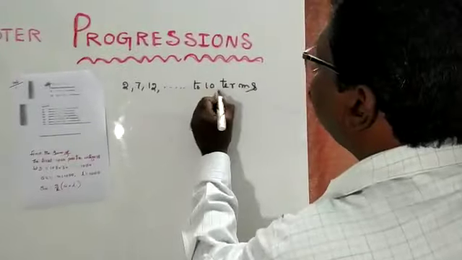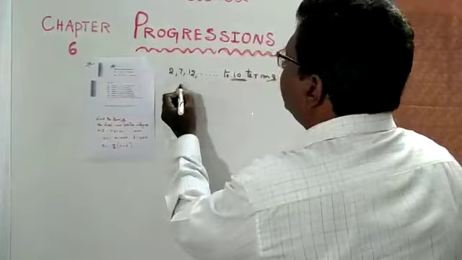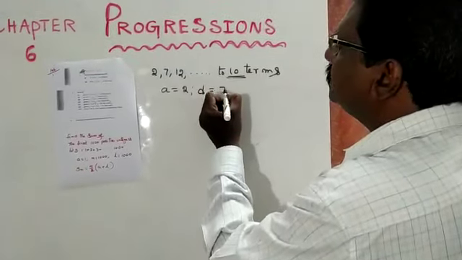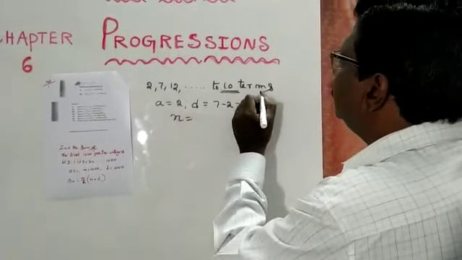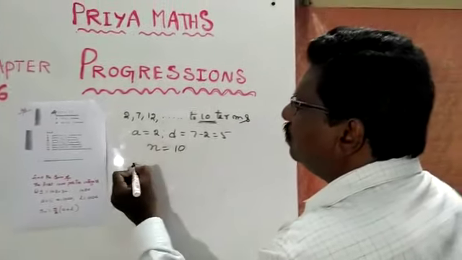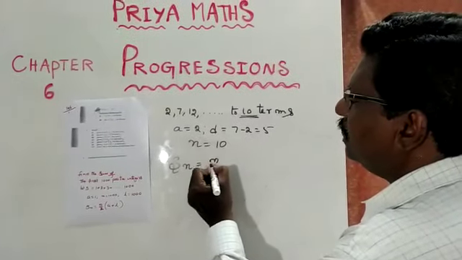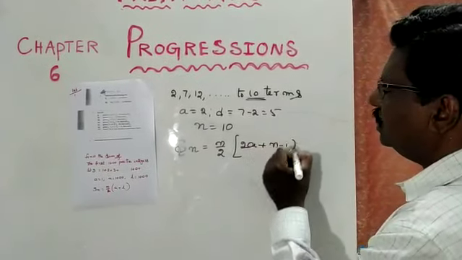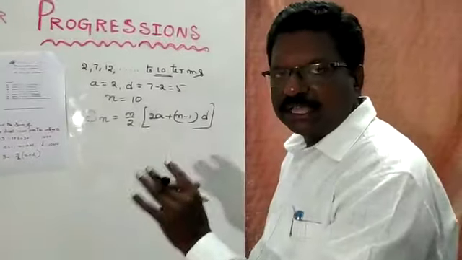So you find the sum of the 10 terms. Then you have to take the AP. Then a is equal to the first term, 2. And d is equal to 7 minus 2, that is equal to 5. So n is equal to how much they gave? 10. n is equal to 10. You write the formula. Sum of the n terms, Sn is equal to n by 2 of 2a plus n minus 1 into d. This is the formula for the sum of the n terms.